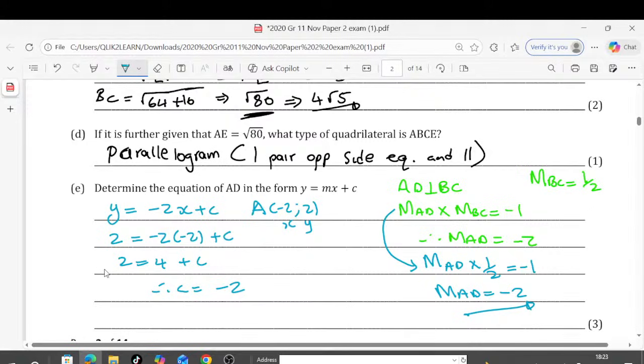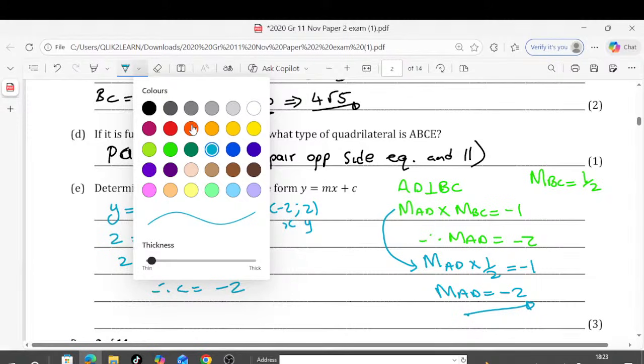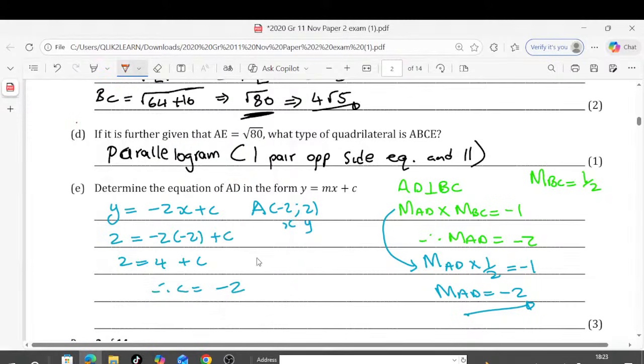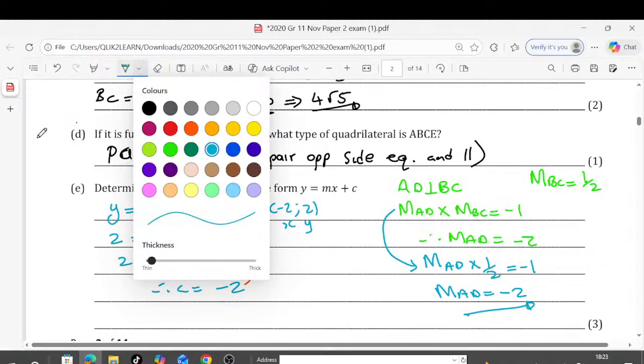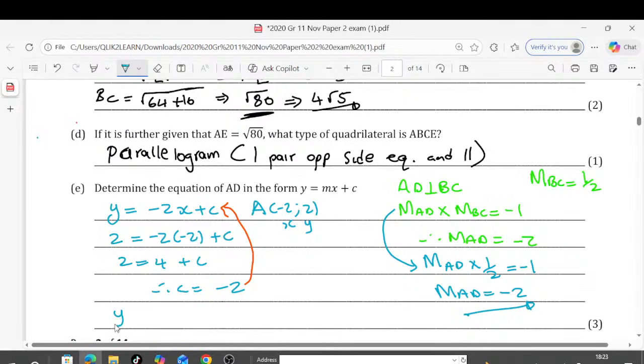So now we just have to take c and substitute it back into that given equation. You take this c, substitute it back, and write your final answer. So your final answer is y is equal to -2x minus 2. So this is the equation of AD.